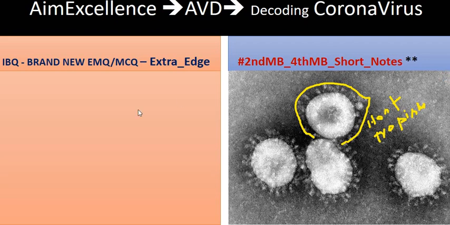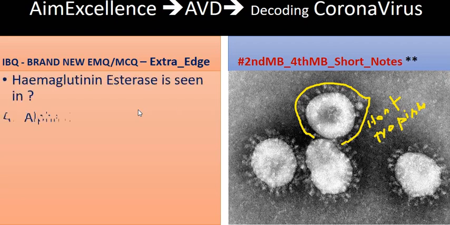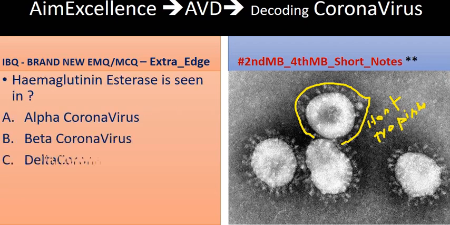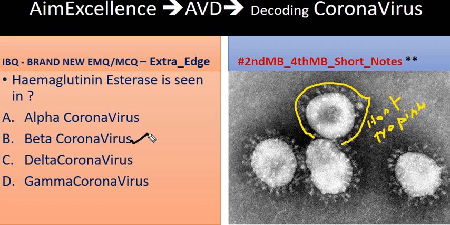And lastly, we see the question once more. This is a very important question, and this can easily be asked. After knowing all this, you can still mark it very wrongly. The hemagglutinin esterase is seen in beta coronavirus. The bulbous projection is shorter in beta coronavirus, and there the hemagglutinin esterase is seen. That is, it is shorter, and that is known as hemagglutinin esterase.